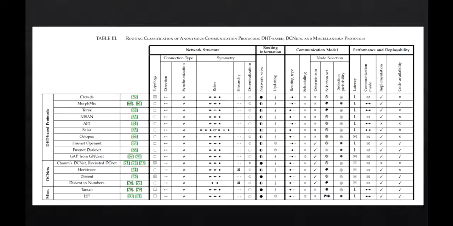DHT based protocols are message based, the symbol is like an email message. You can see under performance and deployability, under the column communication mode, that symbol. For DHT based protocols, it is message based except for Tors, SALSA, and AP3.